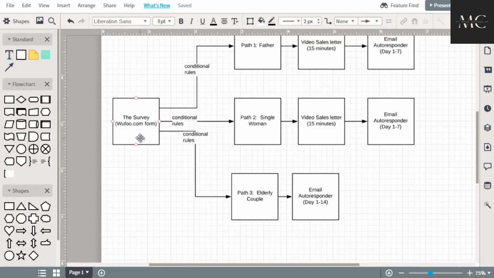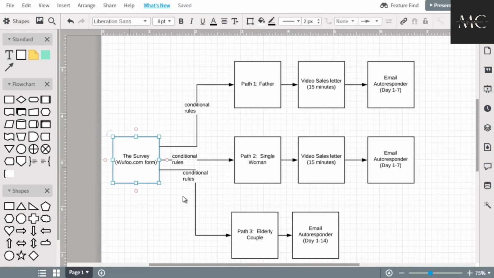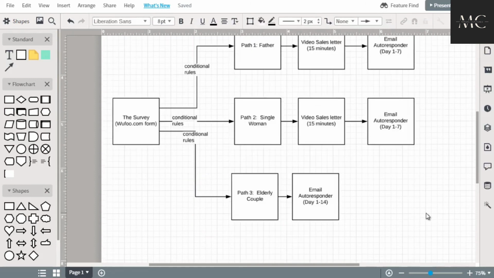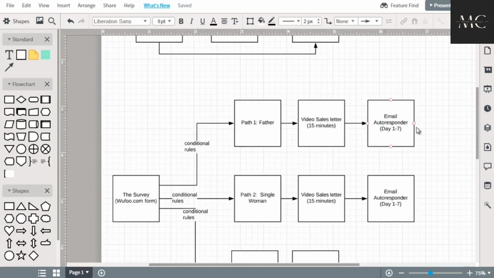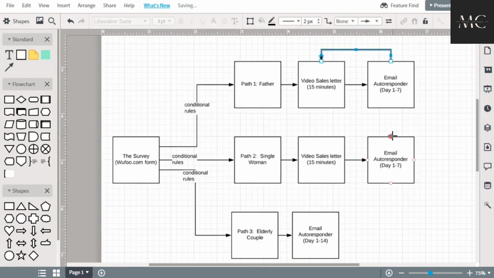Now, like I said, in terms of implementation, Wufoo.com has conditional rules. And based on the questions that they answer, you can ask them another question that is only revealed if they show that they are the father or the single woman or married women or elderly couple. So that's essentially it. And what we can do here is the email autoresponder series. Obviously, the emails might go back to the video sales letter, like so.